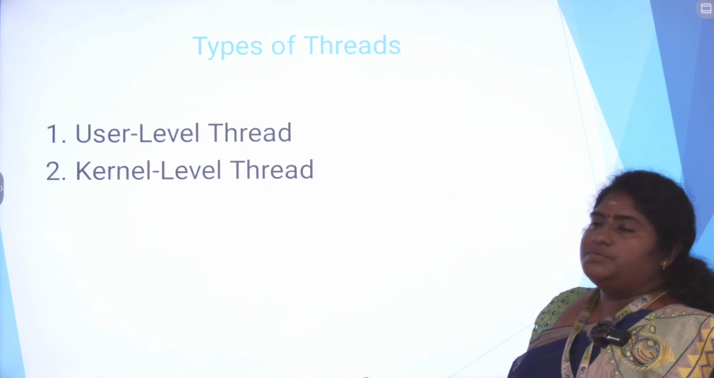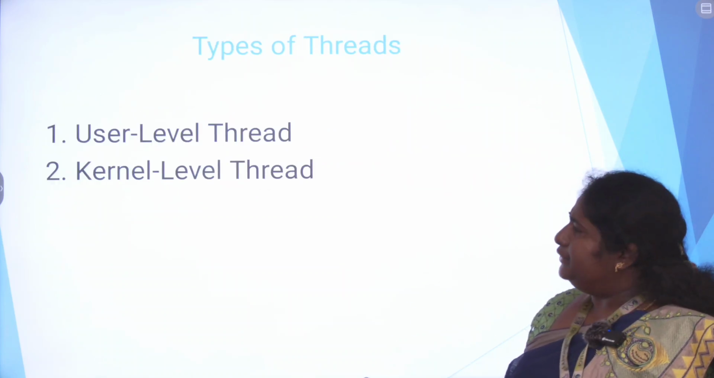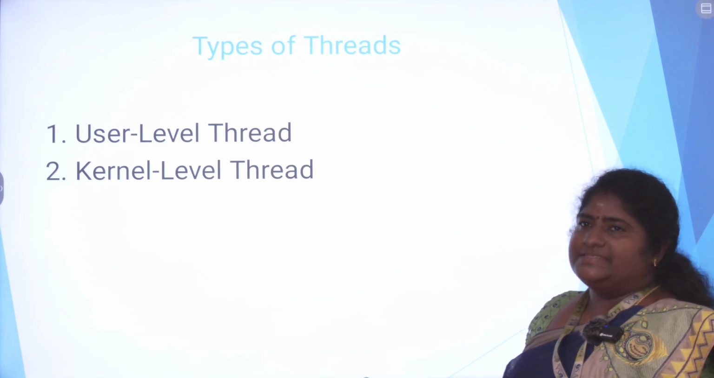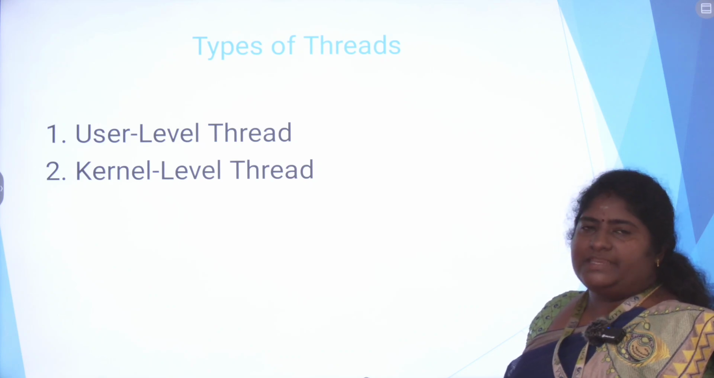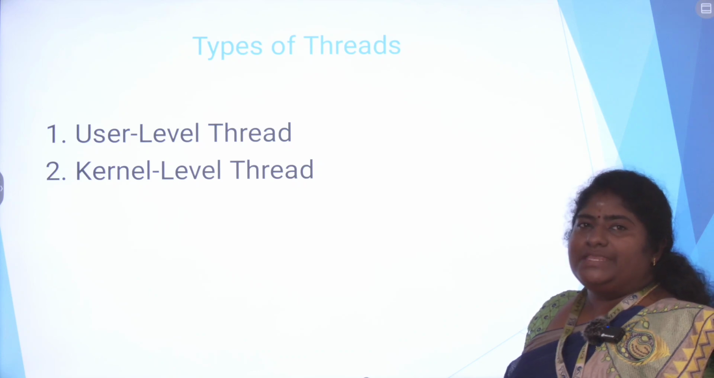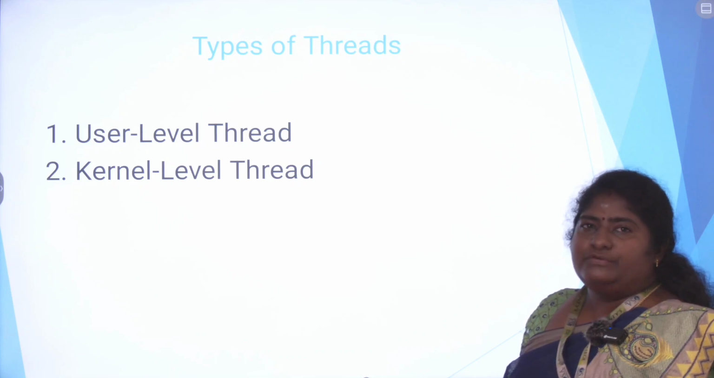There are two types of thread. You have the user level thread and the kernel level thread. The user level thread is the thread which is created by the user, and the kernel level thread is the thread which is created by the operating system. Whenever the user creates a thread, we should be careful while creating it, executing it, and we have to terminate it.